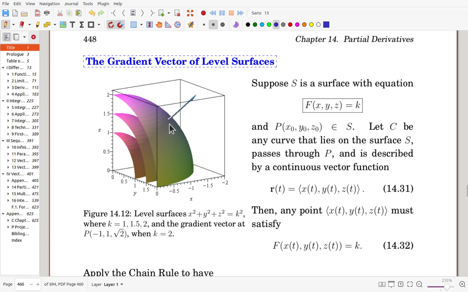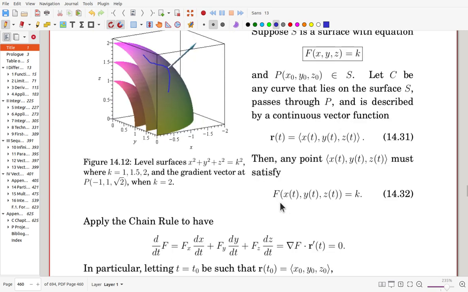Now, for this surface, let's consider a curve on the surface like that. This is the curve. Then we can express the curve in this way: r of t is x of t, y of t, z of t. Now we replace x, y, z by using the functions of t. Then we may consider this as a function of t.